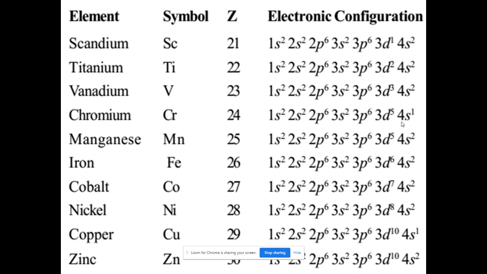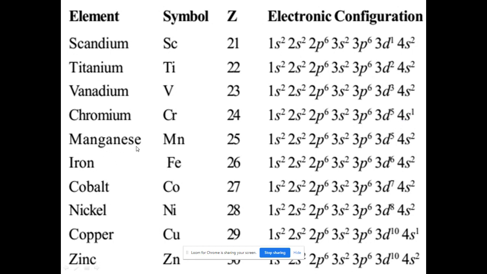But the difference in the configuration of chromium is due to the exactly half-filled d subshell. Half-filled and completely filled orbitals are extra stable. Because of that reason there is a difference in the configuration of chromium. So this is the reason for the anomalous configuration of chromium.